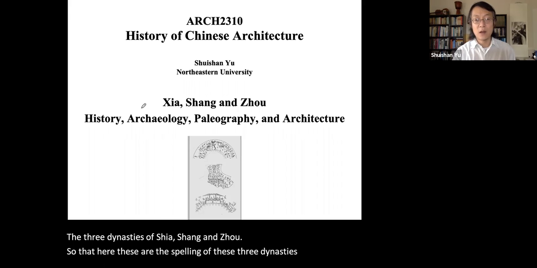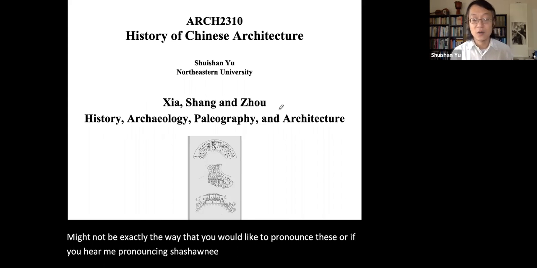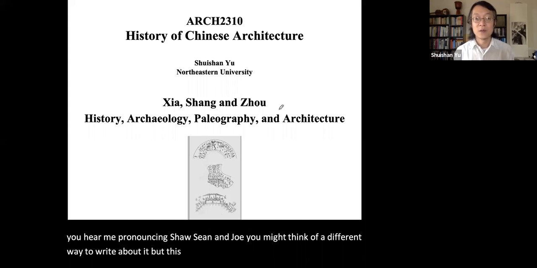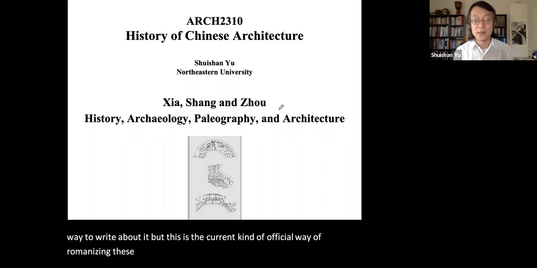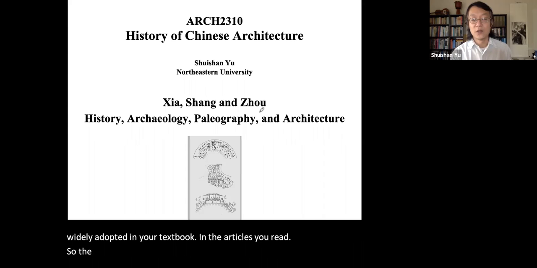It might not be exactly the way that you would like to pronounce these, or if you hear me pronouncing Xia, Shang, and Zhou, you might think of a different way to write about it. But this is the current official way of Romanizing these Chinese names using the pinyin system. So this is also widely adopted in your textbook, in the articles you read. So they pronounce the Xia, Shang, and Zhou, Zhou almost like J-O-E, that kind of pronunciation.